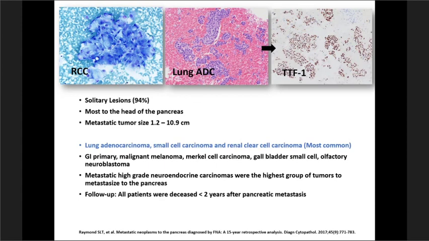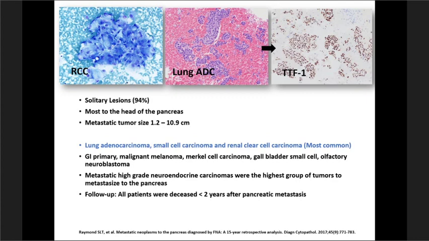So again, a pitfall, that's something you have to realize. Most of them occur in the head of the pancreas. The size can really range from 1 to almost 11 centimeters. So think of it, solitary lesion, head of pancreas, really large. That's what you've been requested to aspirate, and then it looks like an adenocarcinoma. So you have to be really conversant with the patient's history. If you have any questions, then confirm it by stains, whatever is relevant to the presentation.